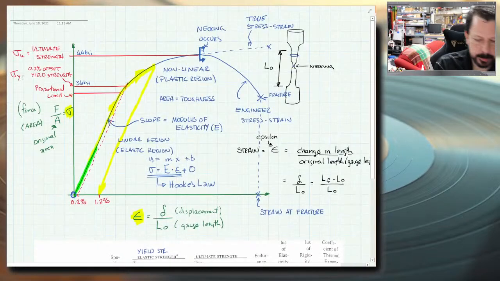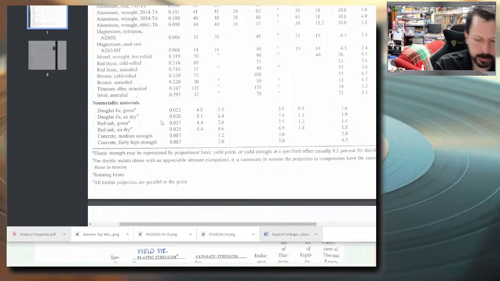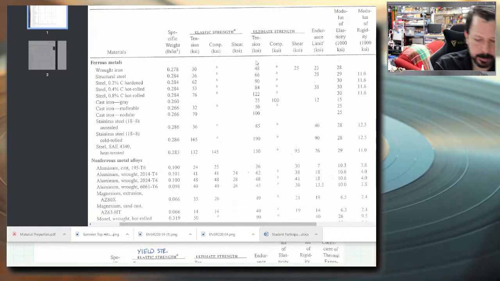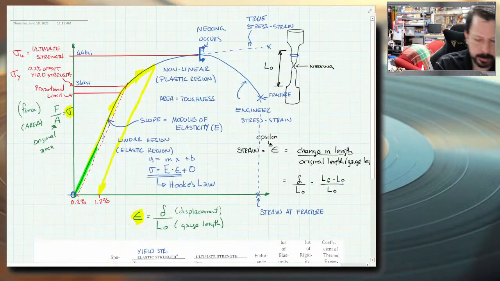Now we do have to make sure that this is the 0.2% offset. So let's check our table again. There you go. This A footnote says elastic strength may be represented by proportional limit, which we're not going to do, yield point or yield strength at a specified offset, usually 0.2% for ductile metals. So it doesn't specifically say which one of these it's using. I'm going to assume this is the 0.2% offset yield strength. That one's more consistent, versus just picking a point off of the graph where it looks like it has changed from linear to nonlinear.